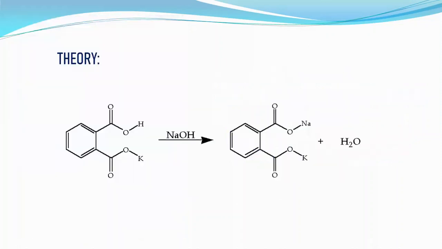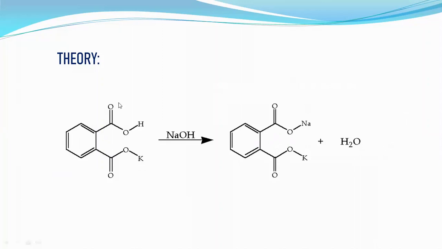So the theory of this experiment, mainly this is a neutralization reaction in which the base is used to neutralize the acid. The acid, as we all know, we take PHP, that is potassium hydrogen phthalate. So we can see the structure here, structure of potassium hydrogen phthalate, where in the phthalic acid molecule, one of the hydrogen of the phthalic acid is replaced by potassium. That's why we call it potassium hydrogen phthalate.